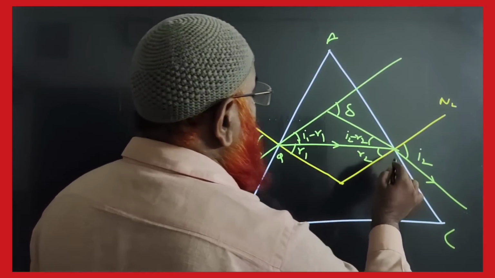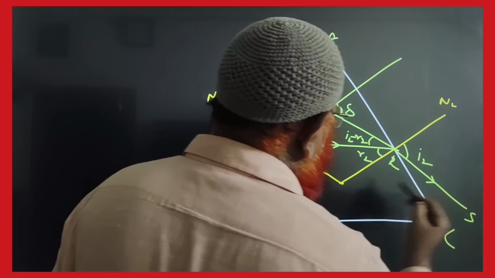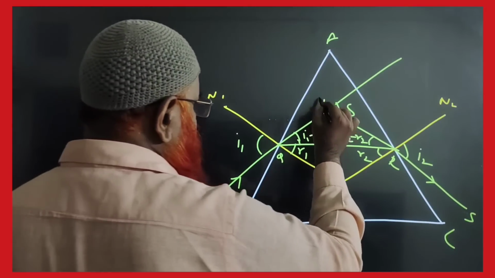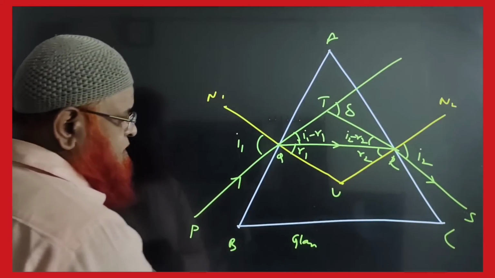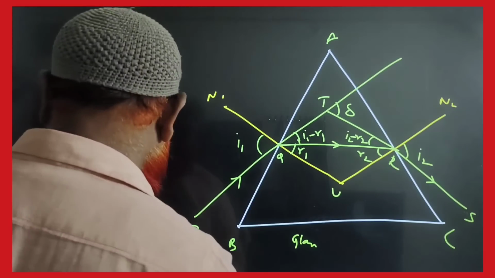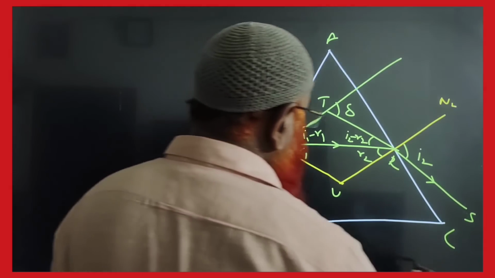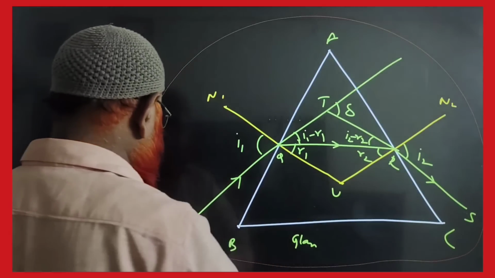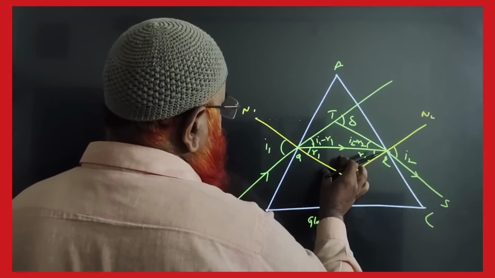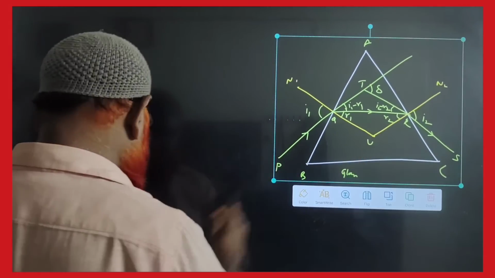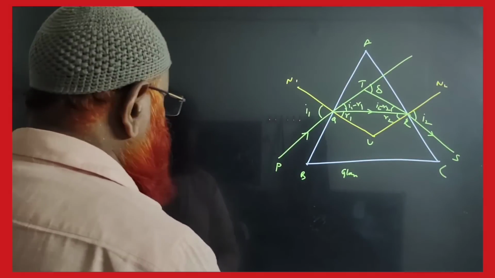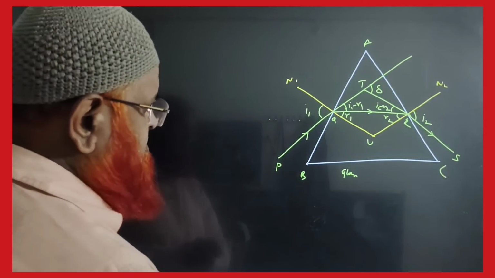So now, P, Q, and this is R and this is S. Let us imagine this is T and this is U here. Okay, so this is about the prism, the construction of a prism. Now we are finding the refractive index of a prism. How does this prism work? What is the refractive index of a prism here?